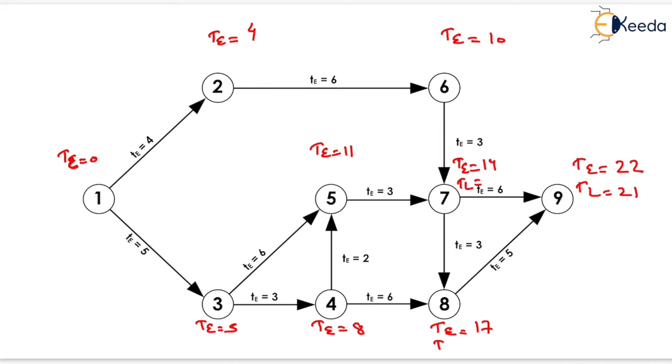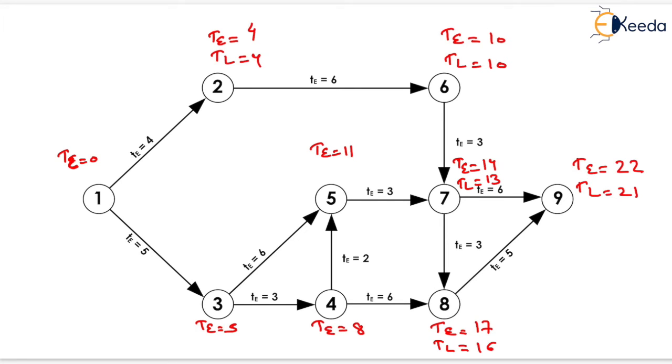So TL for event 8 will be equals to 21 minus 5, which will be equals to 16. Similarly, TL for event 7 will be equals to 16 minus 3, that is 13, and 21 minus 6, that is 15. So minimum will be the answer, that is 13. Now we have to determine the TL for event 6, which will be equals to 13 minus 3, that is 10. So here TL will be equals to 10. Similarly, TL for event 2 will be equals to 10 minus 6, that is 4. So TL will be equals to 4 here.